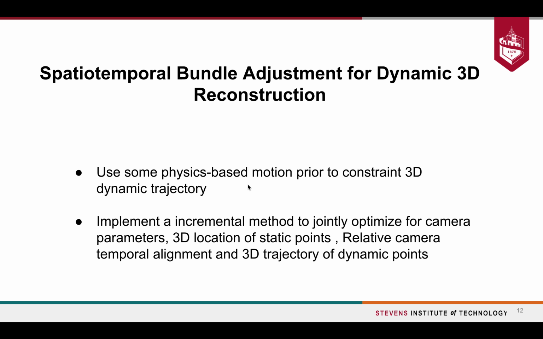And there is the second paper, which is called spatial temporal bundle adjustment for dynamic 3D reconstruction. In this paper, they use a basic physics-based motion prior to constrain the 3D dynamic trajectory, and they implement an incremental method to jointly optimize the camera parameters, the 3D locations of static points and dynamic points, and the temporal alignment between the cameras.